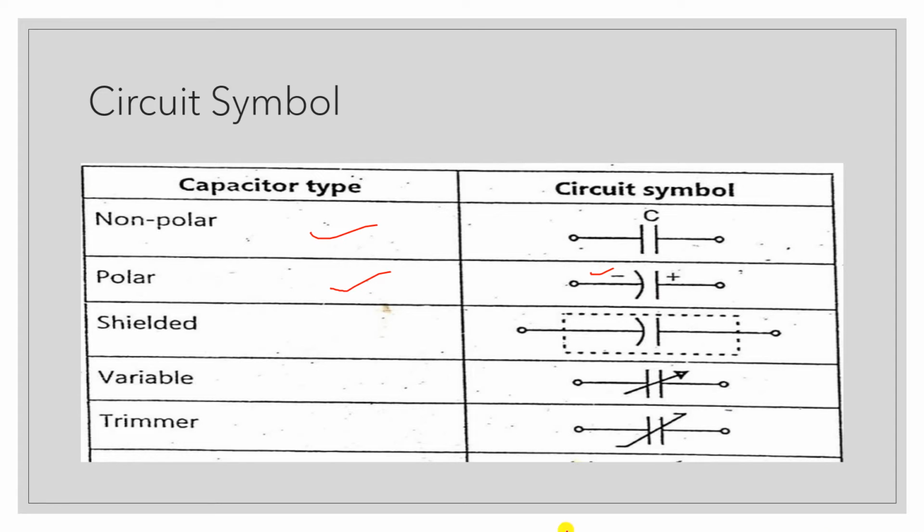Then a capacitor is also available in the variable type. We can change the capacitance value by using a knob or the number of turns. Similarly, the trimmer is also available.